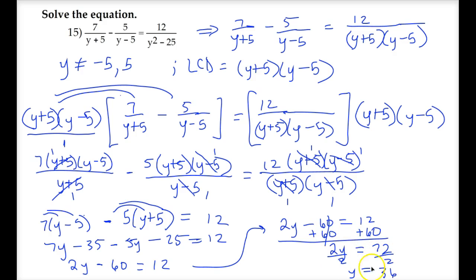And so since 36 does not match negative 5 or 5, we know that, given that we've done everything else right, this actually is the solution. Okay, so your answer here will be y equals 36. So let's move on to number 16 now.